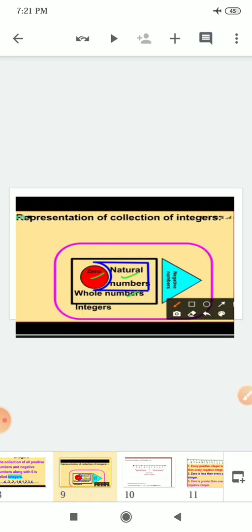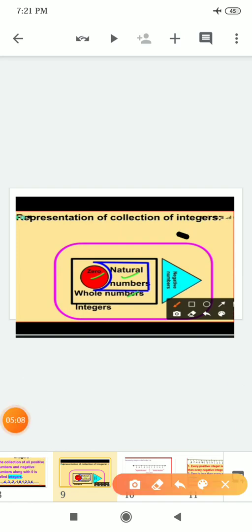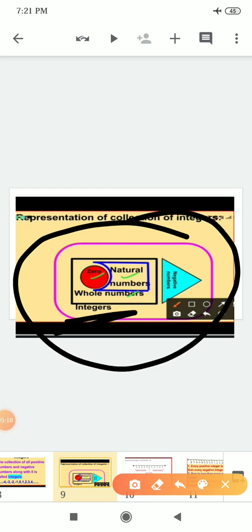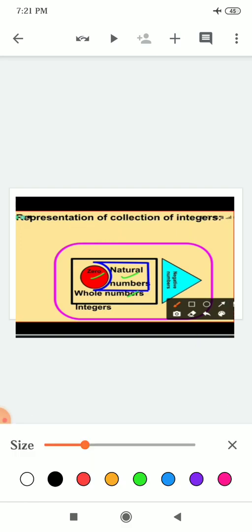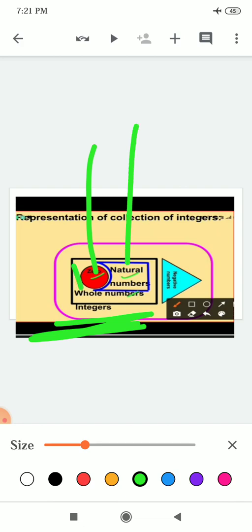Representation of the collection of integers. From this diagram you can see what integers are. It includes 0, natural numbers, whole numbers, and negative numbers. It means it is the collection of negative numbers, natural numbers, 0 and whole numbers. That is the bag of integers. If such a bag is given to you, it will be termed integers.